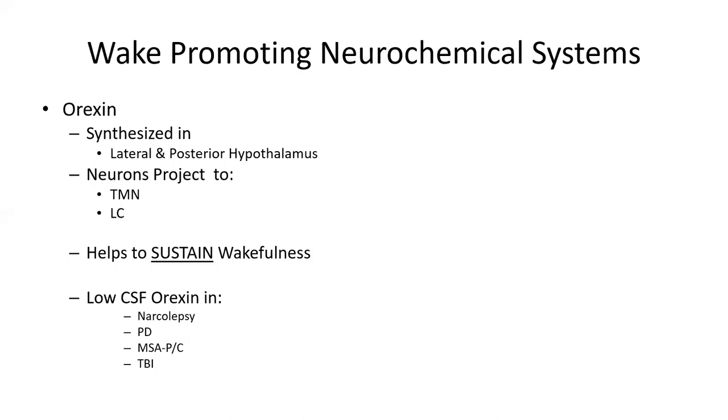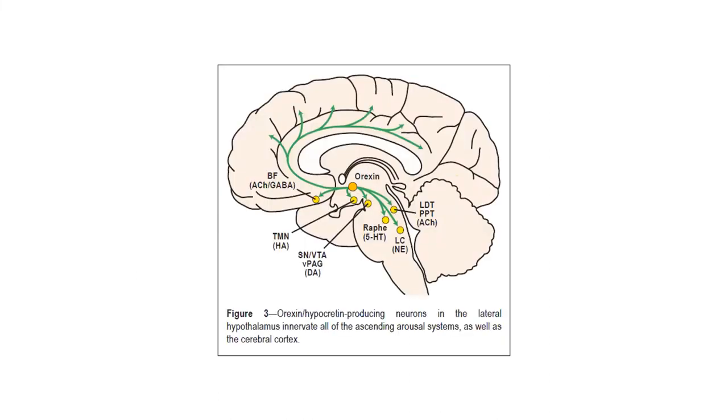We also see low CSF orexin levels in folks with Parkinson's disease, traumatic brain injury, and multiple system atrophy of the parkinsonian and cerebellar type. So there's our orexin system with its widespread projections.